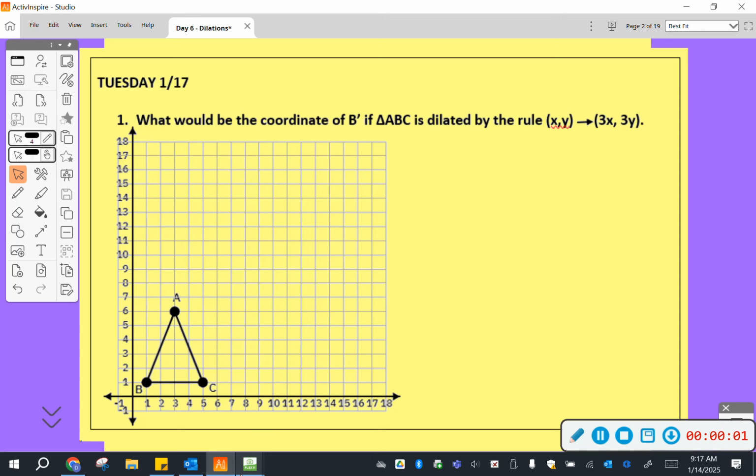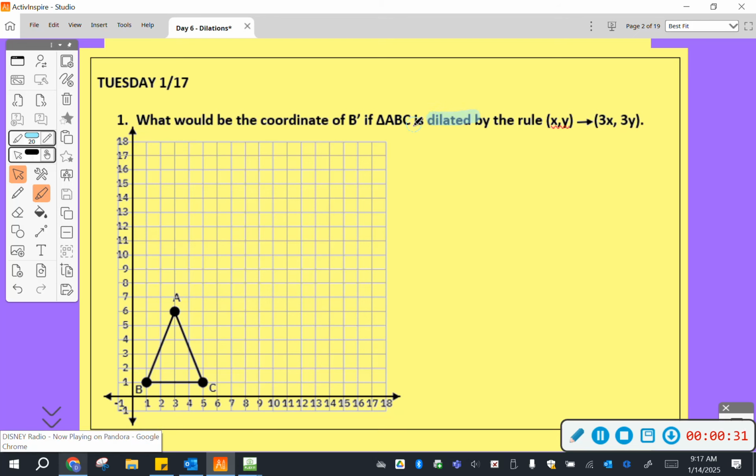Right, for today, this warm-up, we accidentally put it a day early. Y'all haven't learned this, but we're going to do it together anyways. The question said, what would be the coordinate of B prime if ABC is dilated by the rule (x, y) to (3x, 3y)? So, today we're going to focus all on dilations. What does it even mean to dilate?